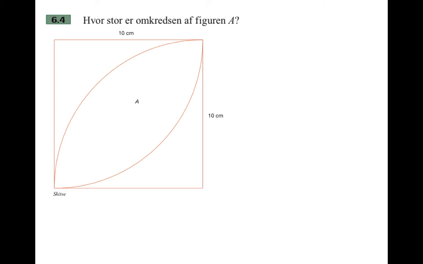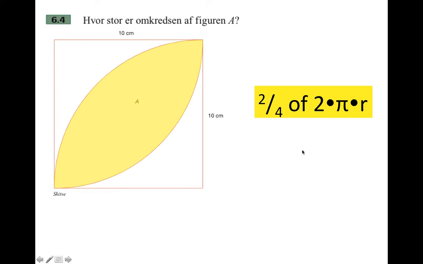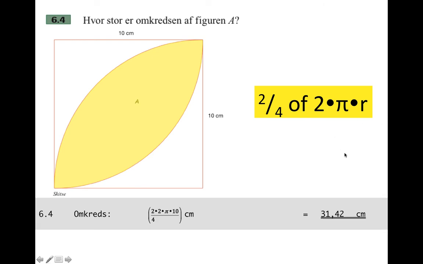Question 6.4, what is the perimeter of figure A? So that's that funny little lemon-shaped thing in the middle. Now remember that figure A is just made up of 2/4 of a circle, so basically it's 2/4 of the circumference of a circle, which is 2 pi r. So it's 2/4 of 2 pi r, and that comes out to be 31.42.